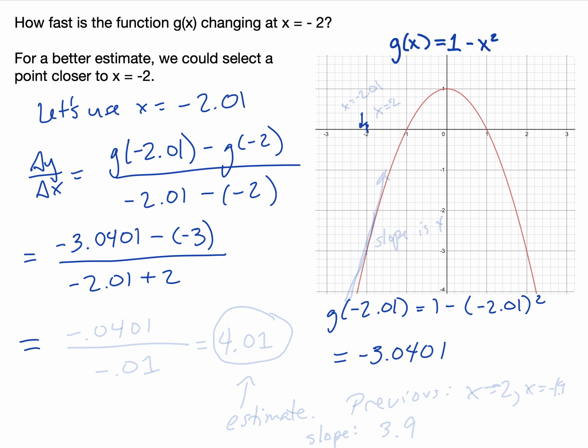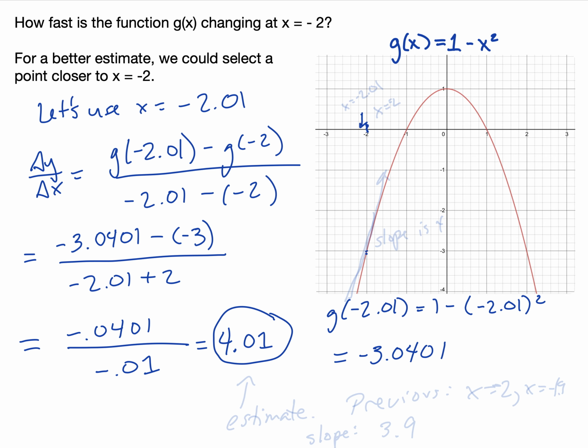And simplifying, this gives us -0.0401 divided by -0.01. So simplifying some more, dividing a negative by a negative gives us a positive. Dividing by 0.01 is the same as dividing by 1 over 100. Dividing by a fraction is the same as multiplying by the reciprocal. So this is the same as multiplying by 100. And we get 4.01 as our value. This is the slope of the secant line between these 2 points that are very, very, very, very close together.